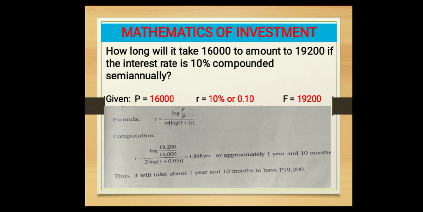Again, simplify the numerator, simplify the denominator, and then divide it together. Okay? So logarithm of 19,200 divided by 16,000. And then simplify also 2 times logarithm 1 plus 0.05 and then divide. So your answer is 1.868. To get the number of months, that is 0.868 times 12. So we have approximately 1 year and 10 months to have 19,200. Okay, so you can check on your calculator if you have your answer, which is equivalent to 1.868 years.